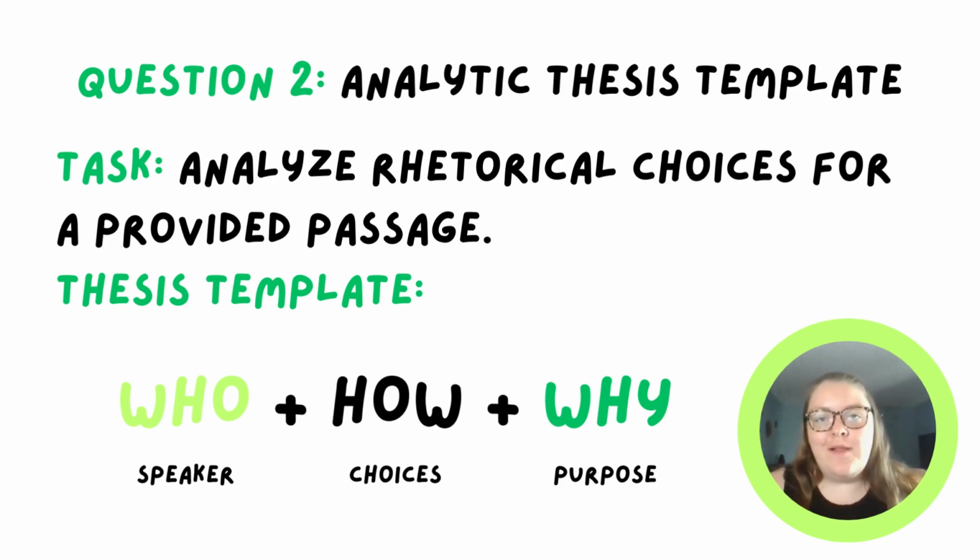And my go-to formula is who plus how plus why. In this case, the who is our speaker. Using our previous prompt, that would be Boyega. The how are the choices that speaker uses to prove their point or achieve their purpose. Those would be those rhetorical choices like direct address or repetition. And finally, it should have the why, or the author's overall purpose, just like we talked about in previous units with the rhetorical situation. A defensible thesis for question 2 is going to identify these three things.